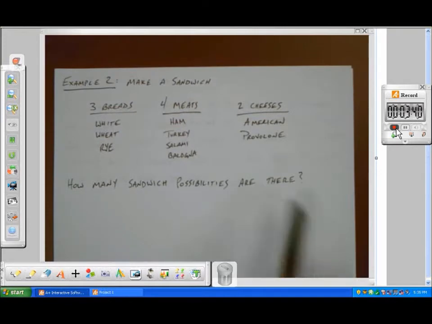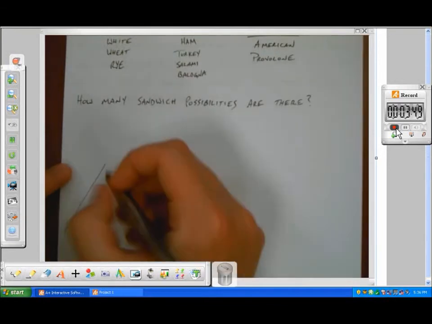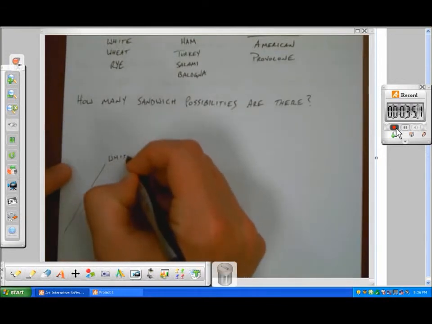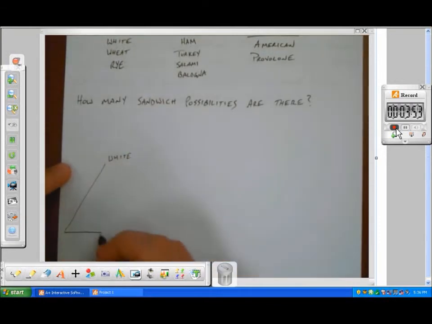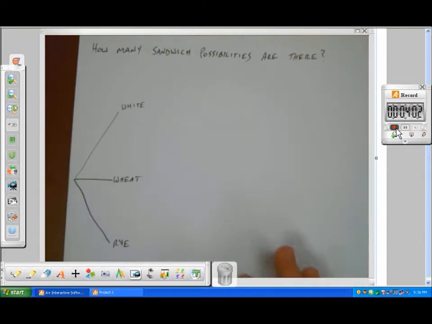Again, let's make a tree diagram to figure out the different possibilities. So we start out and we know that we're going to have a white bread possibility, we're going to have a wheat bread, and of course a rye bread. And now it's time to list out all of the meats. Now we could write out all the meats, but that's going to take us a lot of time and a lot of work. I'm just going to abbreviate them with the first letter.